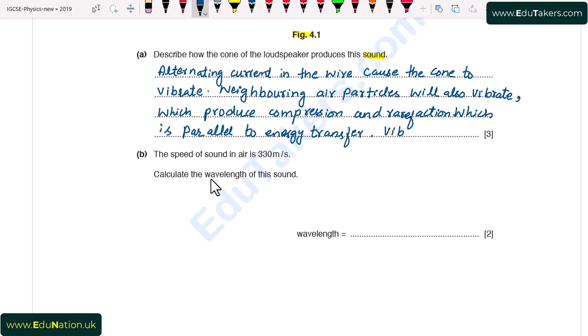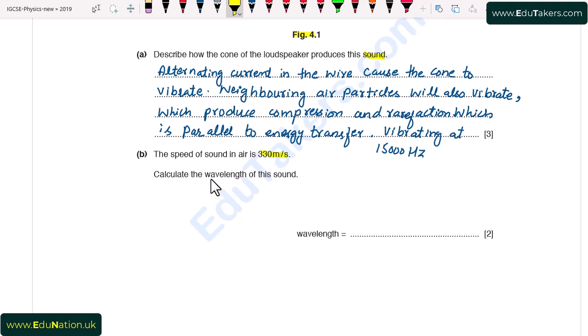And vibrating at 15,000 Hertz because it is the given frequency. So the particles vibrate at 15,000 Hertz. Part B. The speed of sound in air is 330 meter per second. Calculate the wavelength of this sound.